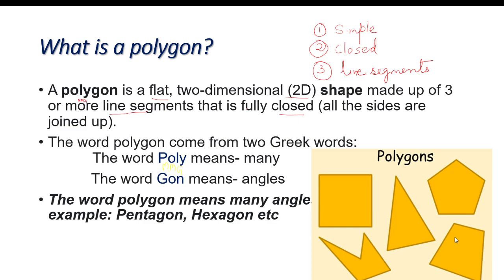So the word polygon comes from two Greek words. Poly means many and gon means angle, and polygon means many angles. So here you can see pentagon is written, and you all know there are 5 sides in pentagon. So 5 angles. Here hexagon is written, hexagon 6 angles. And here you can see I have some pictures of polygon. So these all are polygons, these all are closed in shape, and these all are made up of line segments. Moving to the next page.